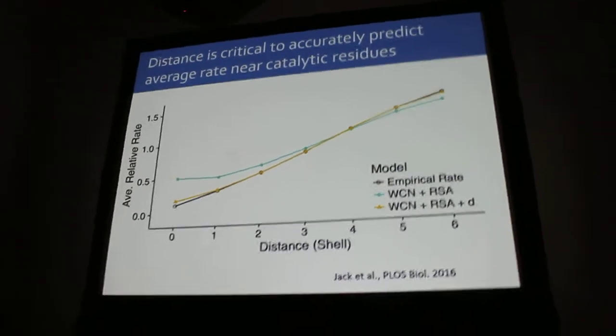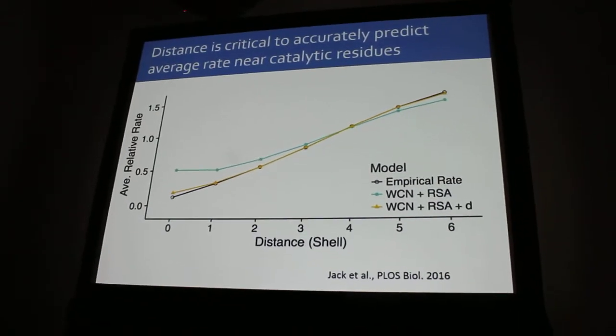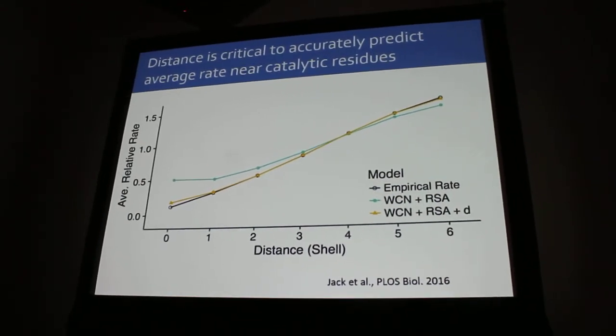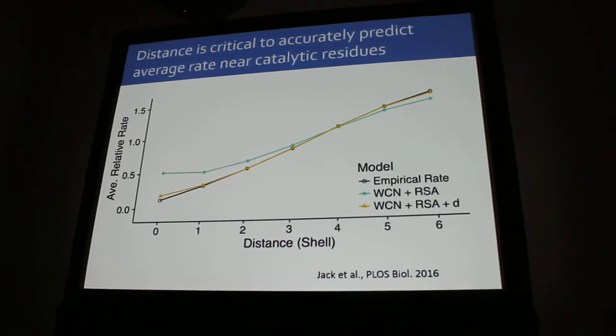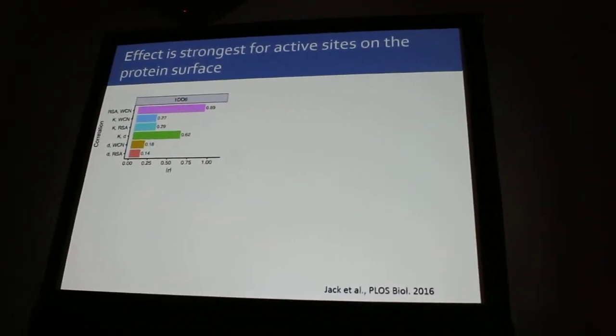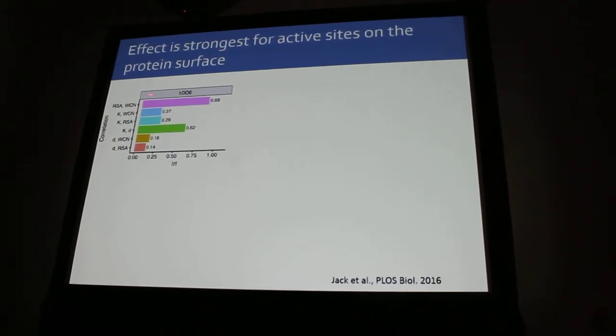And an additional way to look at it is to say, okay, we can specifically look at structures where the active site is on the surface, and then we know for sure that there isn't this confounding effect. I'm just showing you two examples here. These are the individual correlation coefficients.